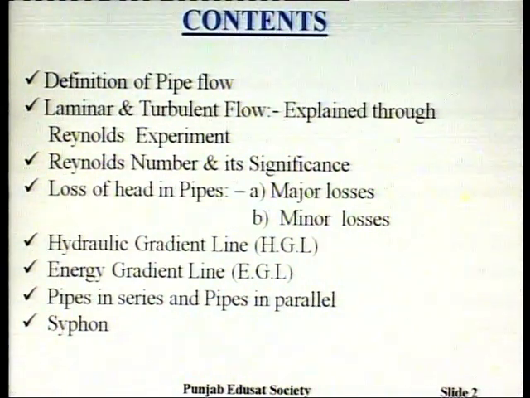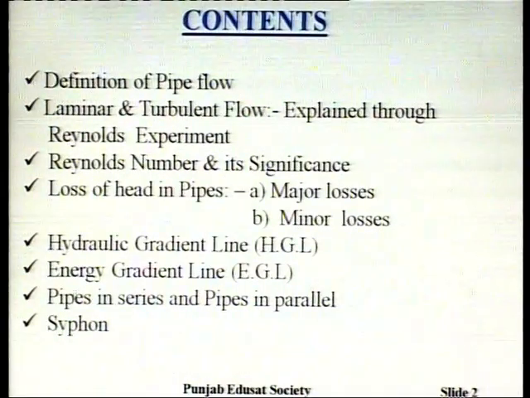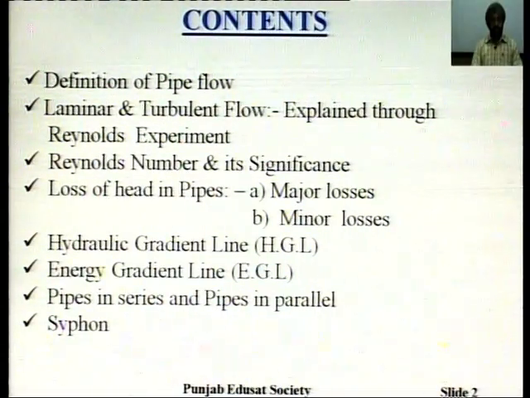Then also we will have a recall session on the difference between laminar and turbulent flow, and we will explain these two types of flows with a specific experiment called the Reynolds experiment. Then we will see what a Reynolds number is and what its significance is. Then in the flow of pipes, we have different types of losses, in which we have major and minor losses. We will discuss one by one the major losses and a number of minor losses.